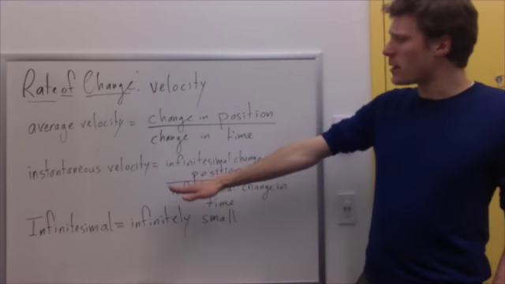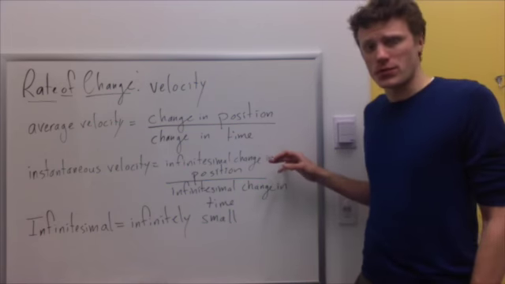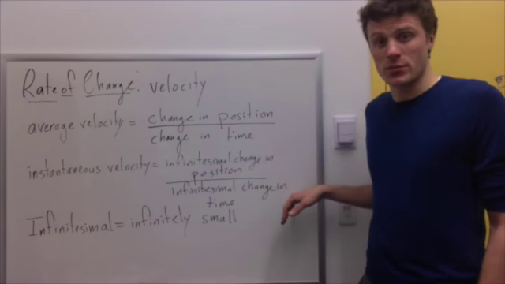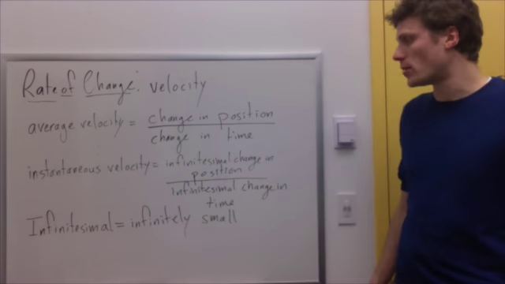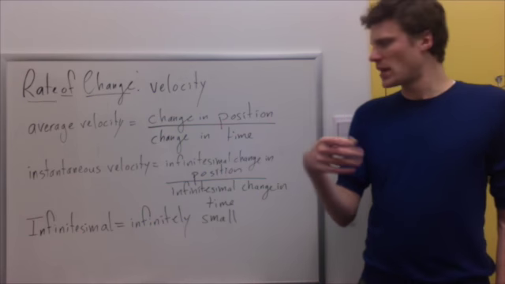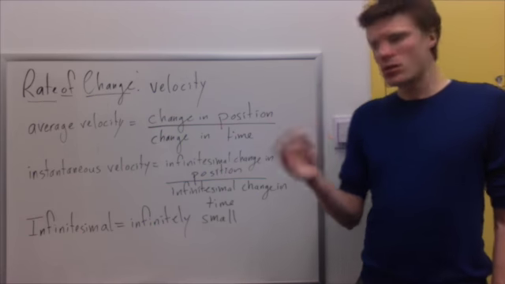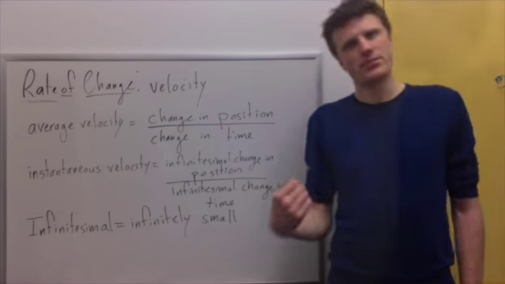Well, the way we're going to think about instantaneous velocity is it's going to be an infinitesimal change in position divided by an infinitesimal change in time, where infinitesimal means to us infinitely small. So I'm imagining that I'm letting time move in infinitely small quantity, seeing how much an object moves, taking that ratio, and that will give me the instantaneous velocity.